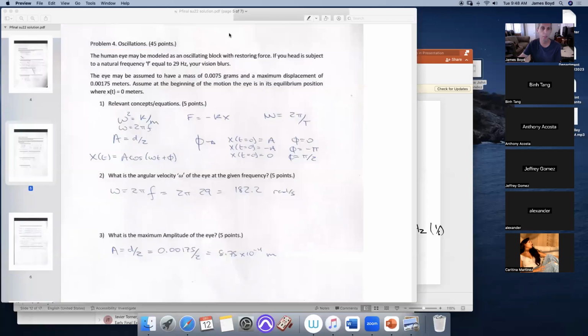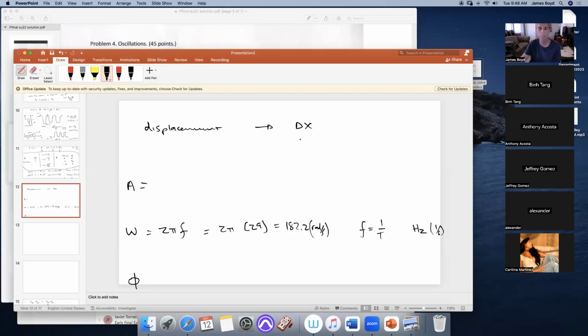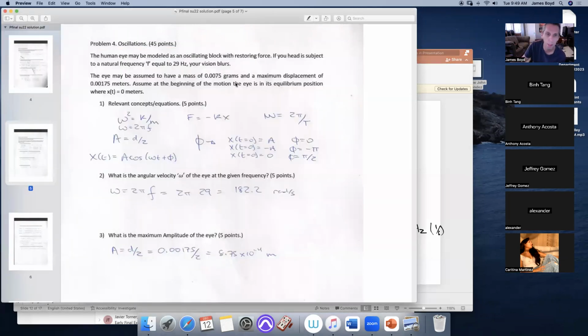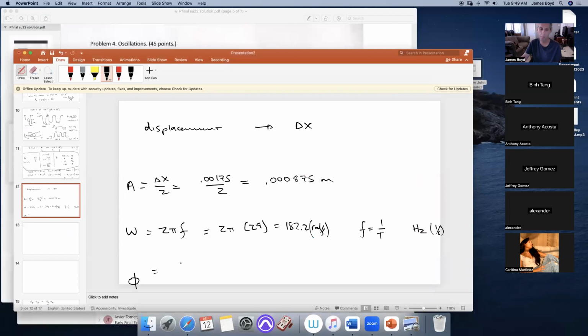A, because I was given a maximum displacement, 0.00175, divided by 2 is 8.75 times 10 to the minus 4 meters. That is my A. And then finally, we're going to begin the motion of the eye when x is 0 at t is 0. When t is 0, the beginning, x is 0. If that's the case, you know that phi is pi half.